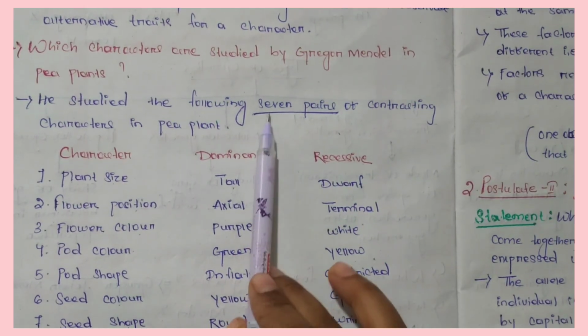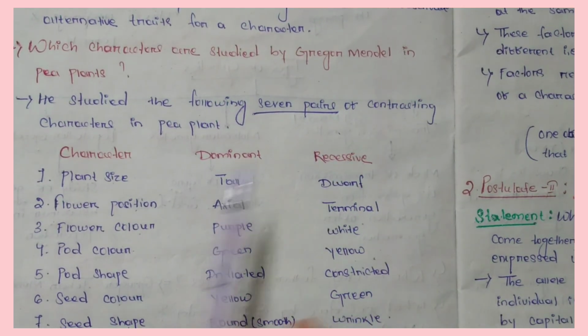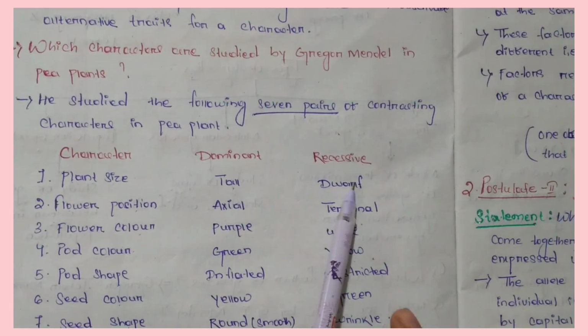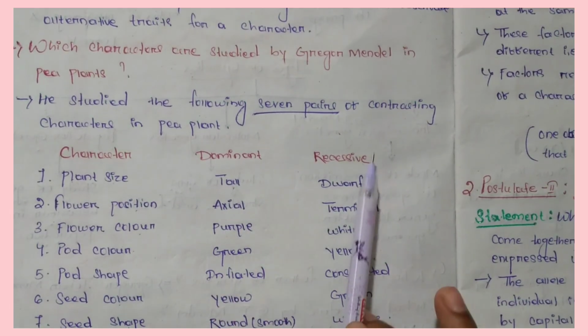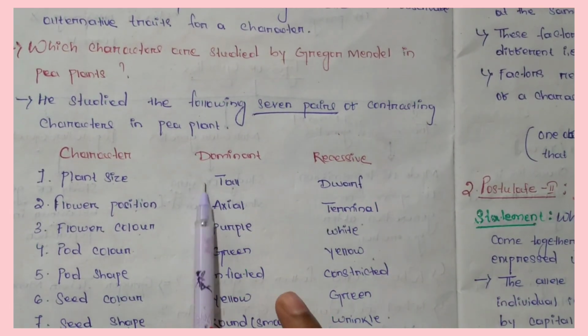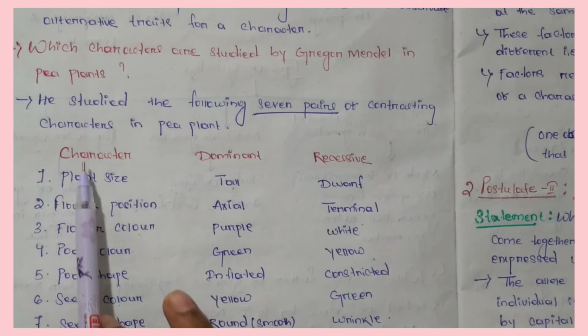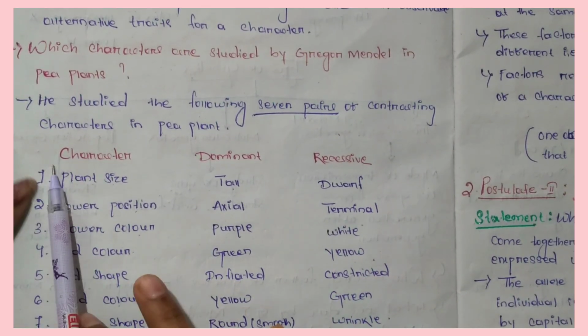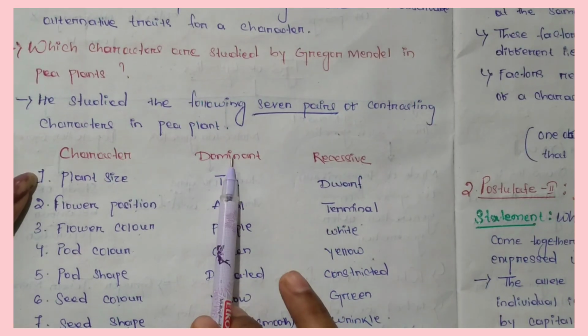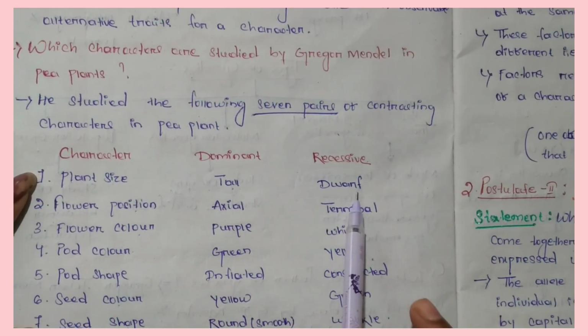We say 7 pairs of contrasting characters. That means the plant size has 2 effects. One is the dominant effect, another is the recessive effect. The dominant effect is tall, the recessive effect is dwarf. So plant size is the character, it has 2 effects: the dominant effect is tall and the recessive effect is dwarf.